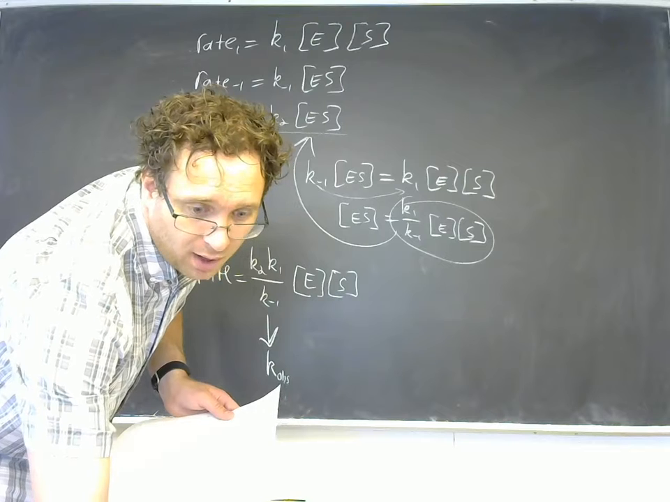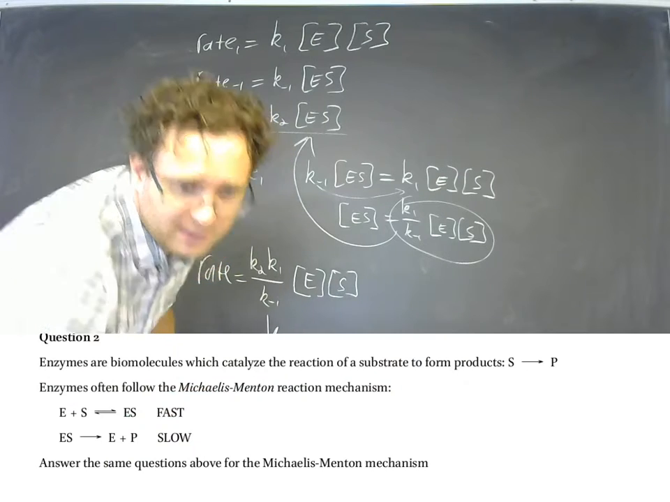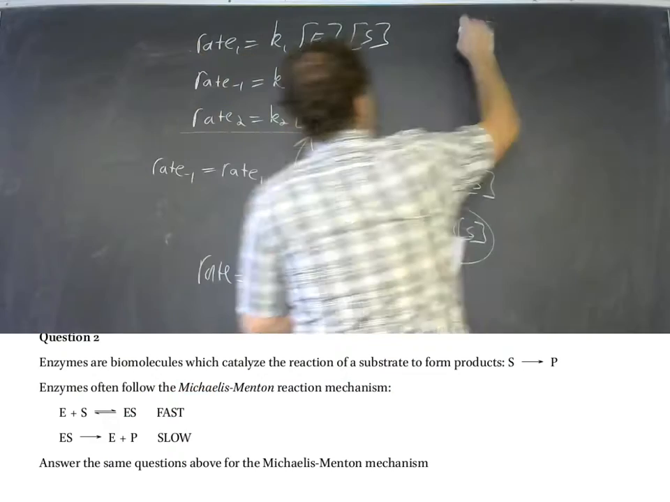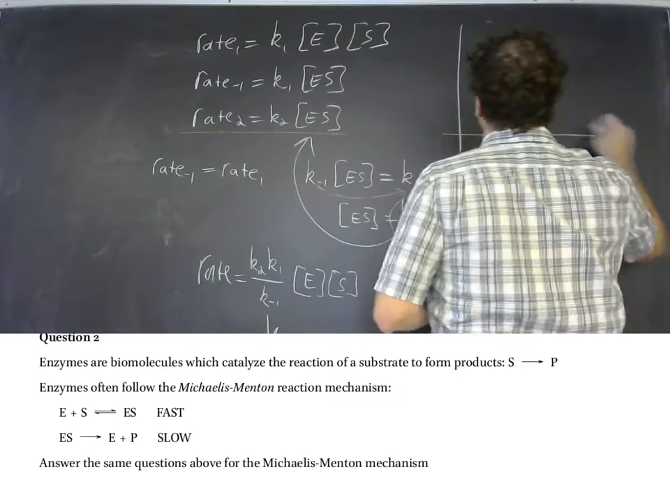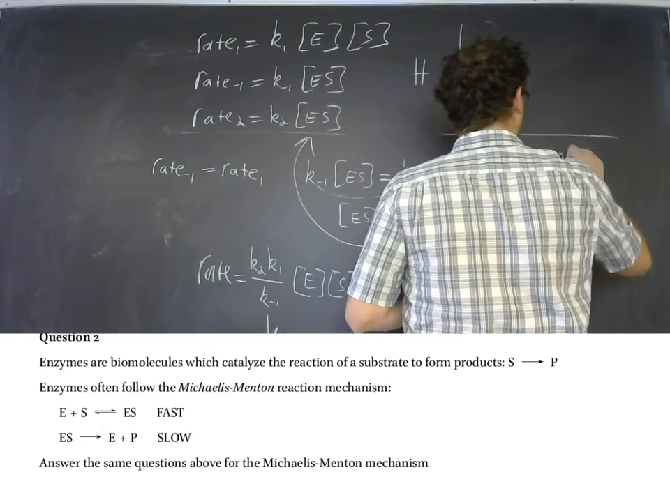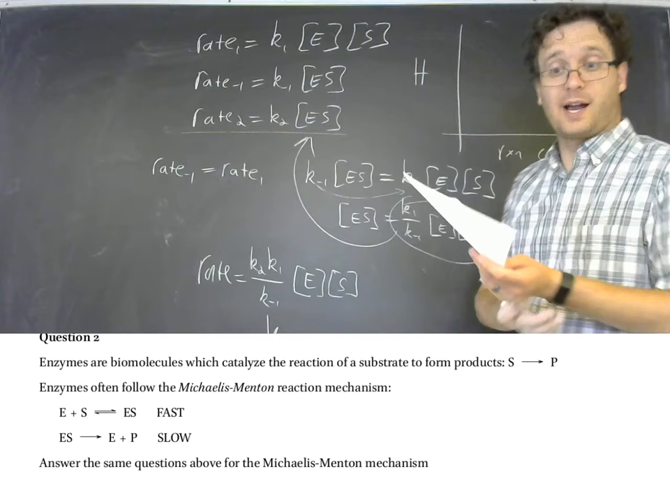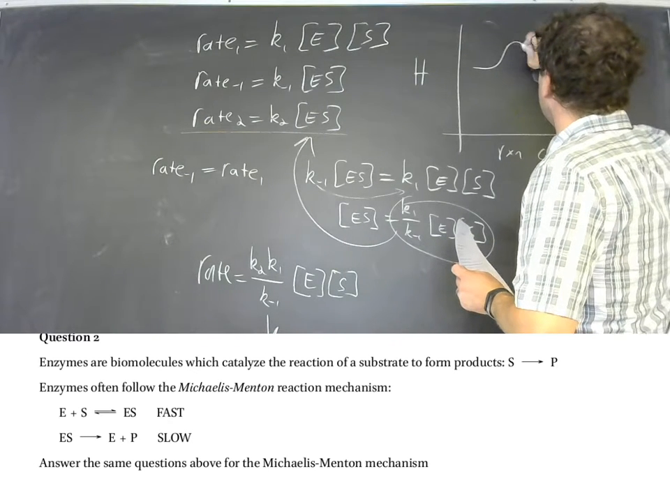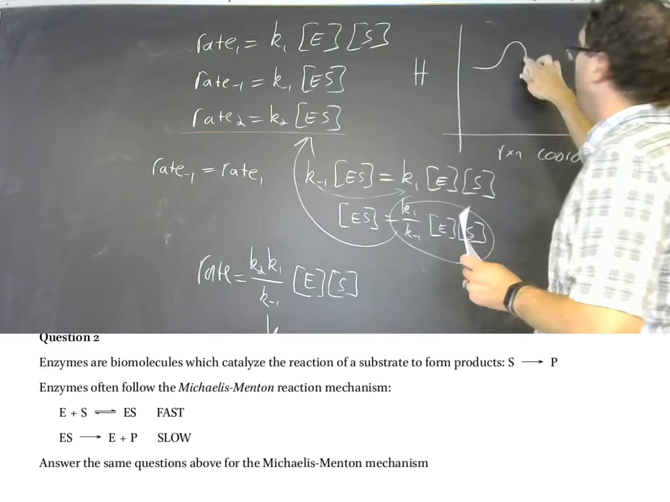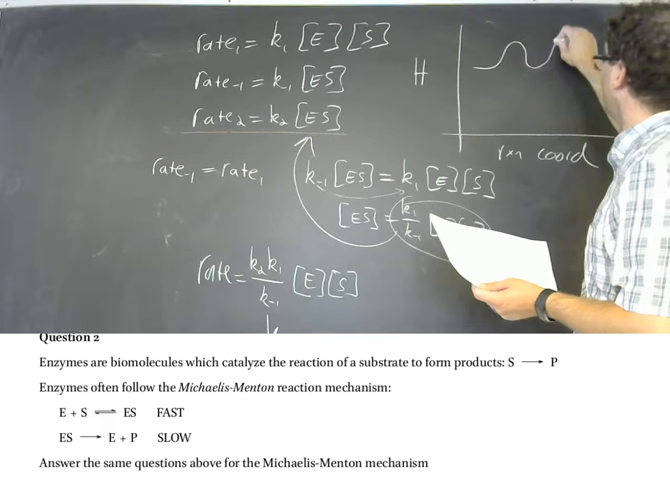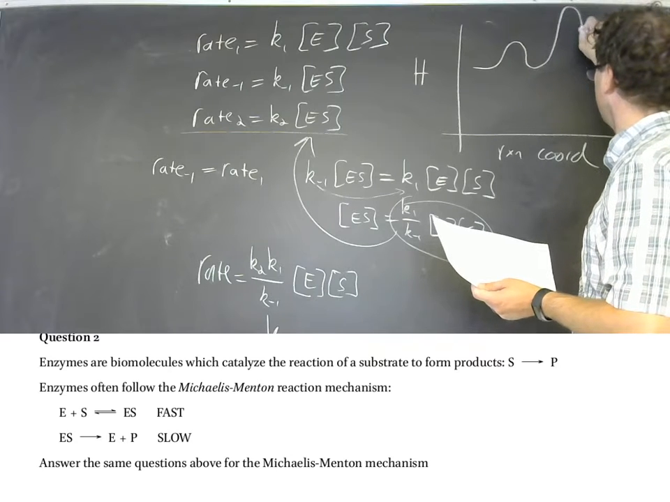And then lastly, we're going to draw a plausible reaction coordinate diagram. And it could look exactly like the last one. We're going to have an equilibrium in the first step that is fast, so we'll have a small hump and an intermediate similar in energy. We've got a slow second step.